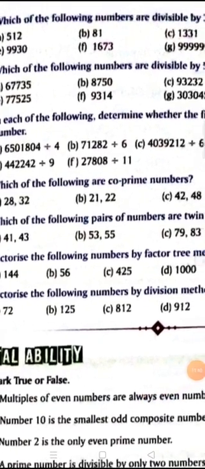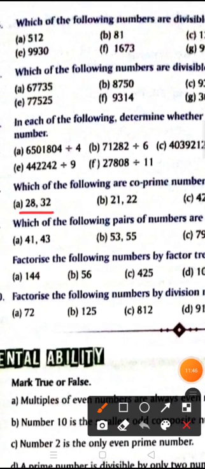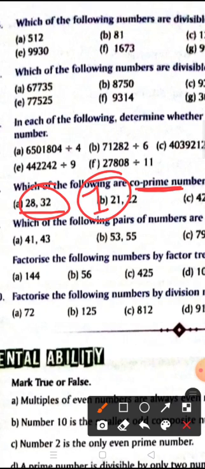Question number 7, which of the following are co-primes? You have to find which one is co-prime. Very simple. First of all, you have to write the factors of the given numbers, in which table each comes, and then find the common ones. If there is only 1 in common, then it is co-prime, otherwise not.